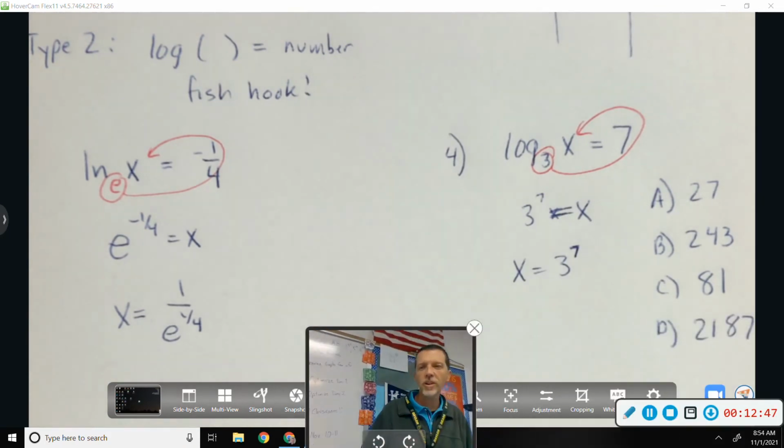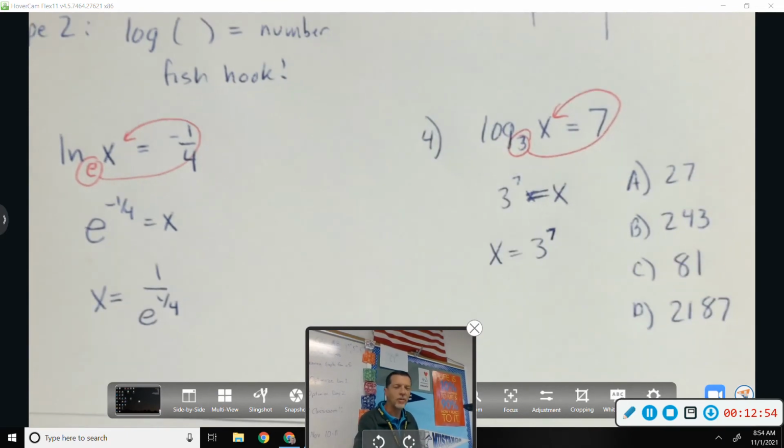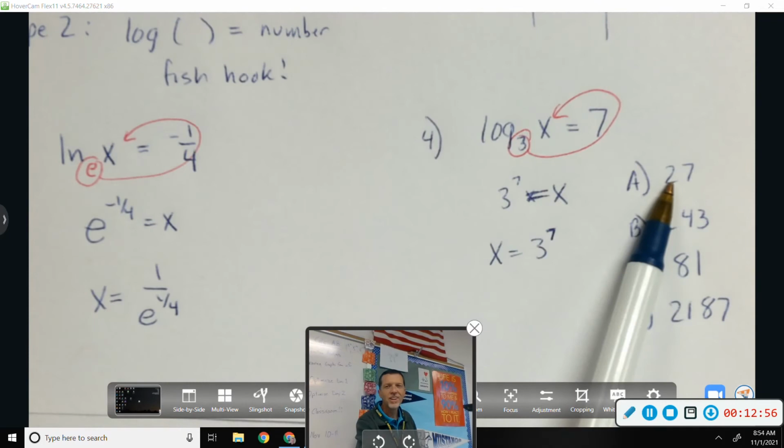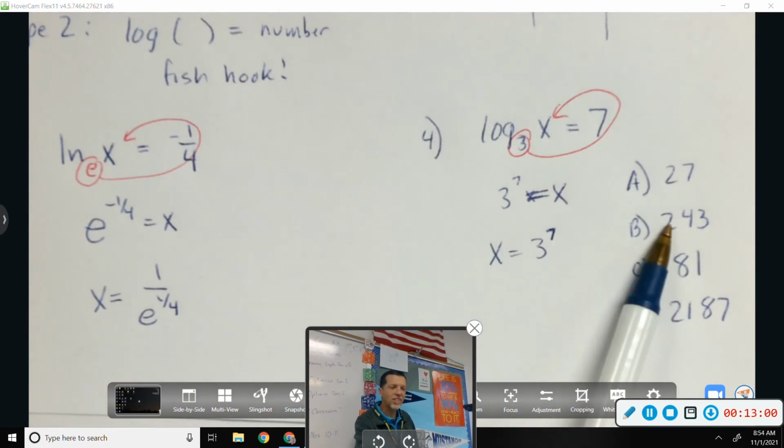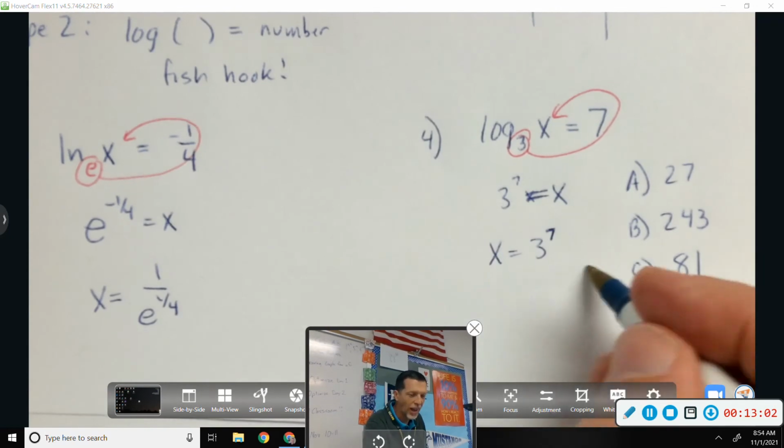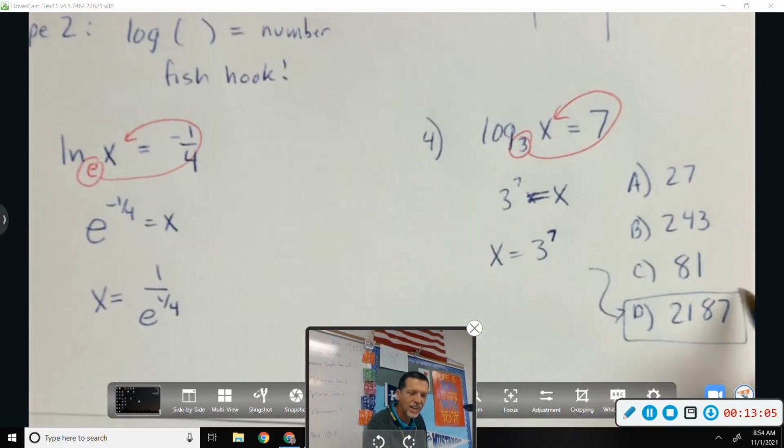So if those were your answer choices, it's like, well, that's 3 cubed. Definitely the largest number. That's 3 to the 4th. That's 3 to the 5th. I'm just going to go ahead and take a wild guess. So I guess it's that one because it's certainly not any of the others. And if you really needed to, you could multiply it all out.